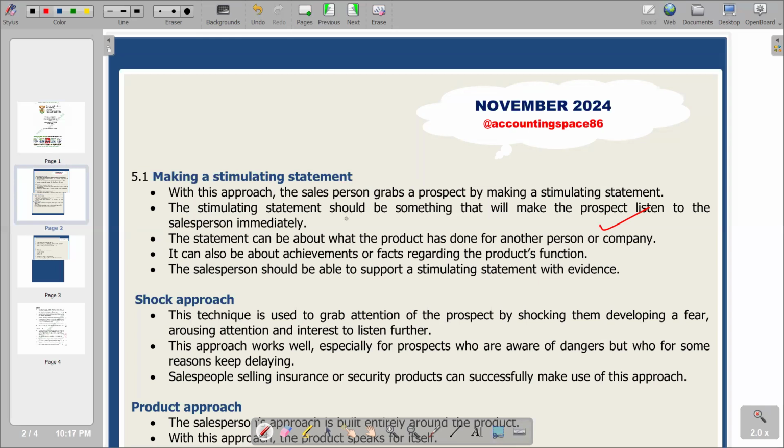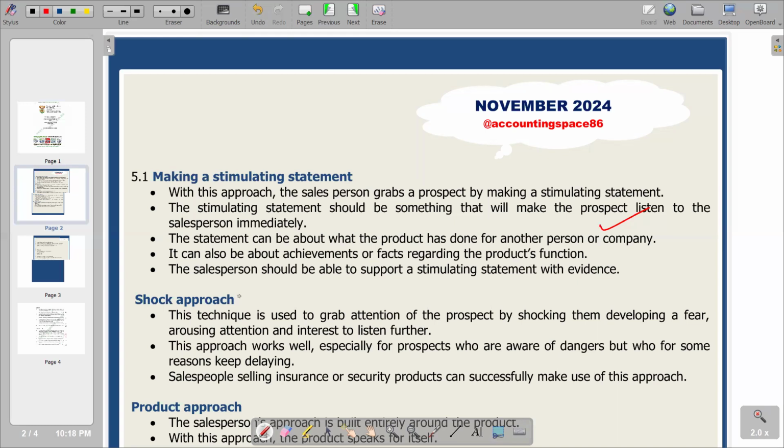The salesperson also should be able to support a stimulating statement with evidence. So you just don't give a stimulating statement that your product is performing very well, but you don't have any evidence to support that. So that's what we have on making a stimulating statement. On the next approach, we have got the shock approach.